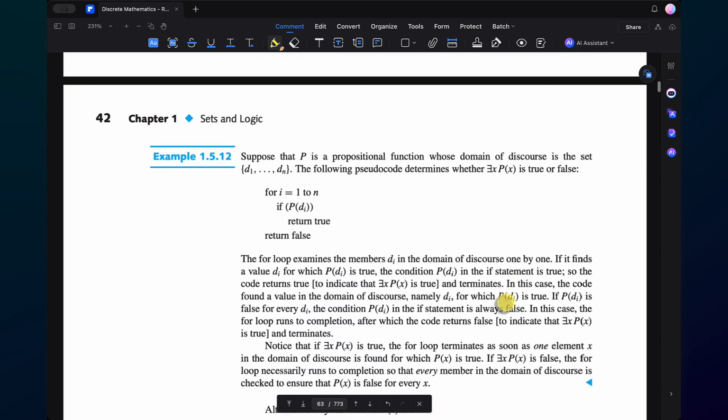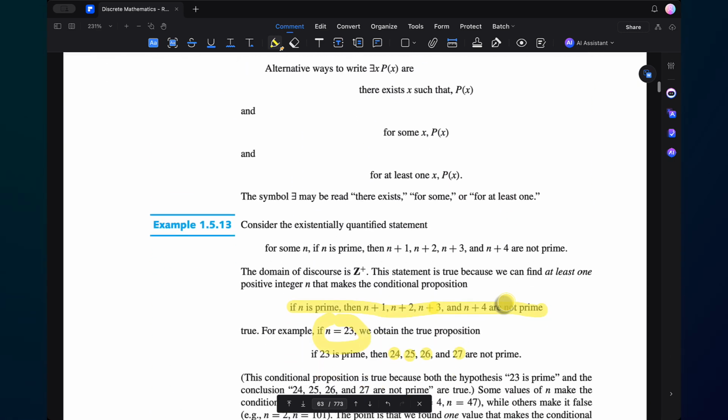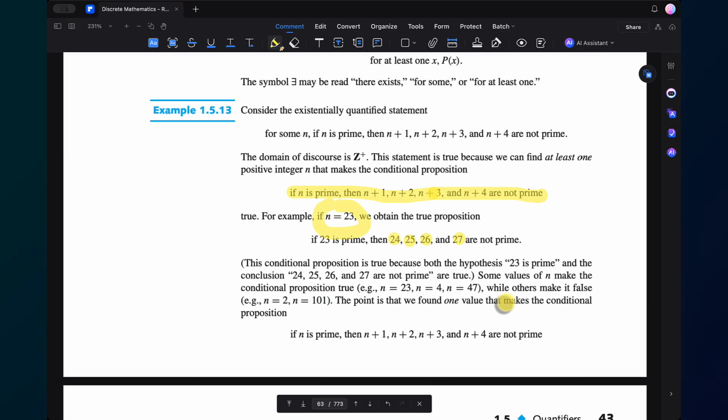Right. Okay, let's see another example. Oh, here's a good example. Consider the existential quantifying statement. For some n, if n is prime, then n plus 1, n plus 2, n plus 3, and n plus 4 are not prime. Okay, so this is an existential quantifying statement. For some, I could rephrase this as saying, there exists an n with n prime, such that n plus 1, n plus 2, n plus 3, and n plus 4 are not prime.